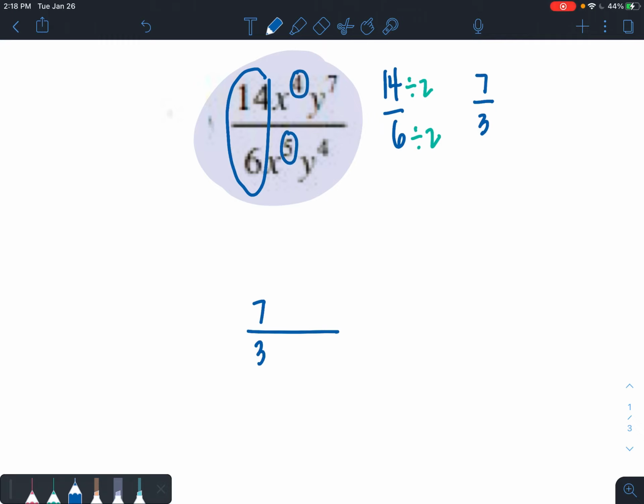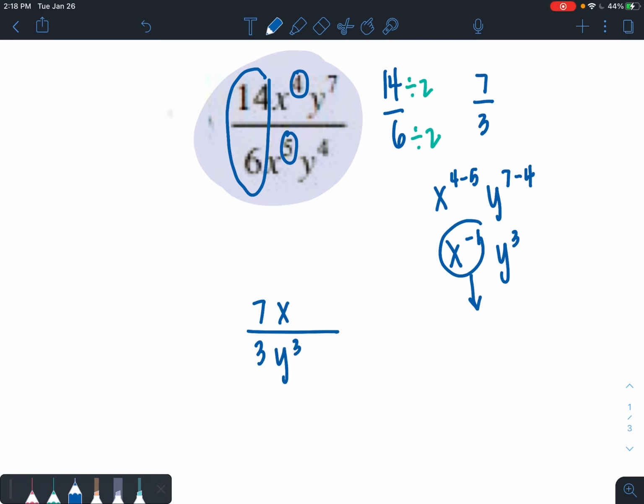And then I have 4 and 5. So 5 minus 4 is... so I get x to the 4 minus 5 and y to the 7 minus 4. So I get x to the negative 1 and y to the 3. To make this positive, we got to move it down, and this stays where it is. So we get x in the top and y to the third in the bottom. So that's our answer there.